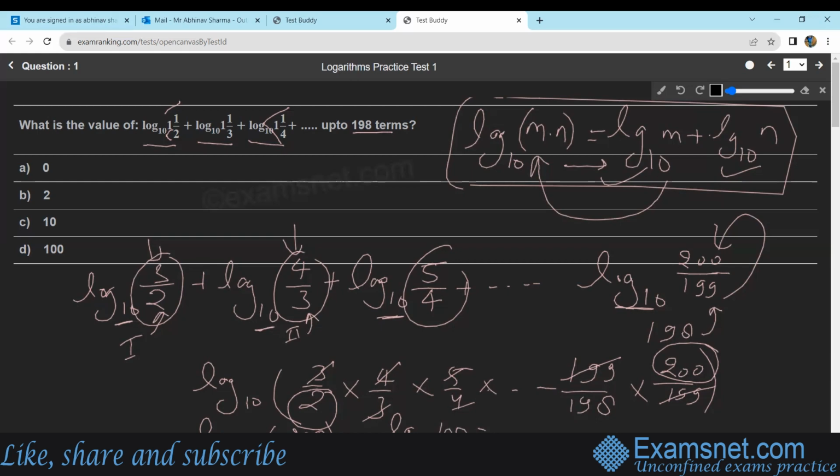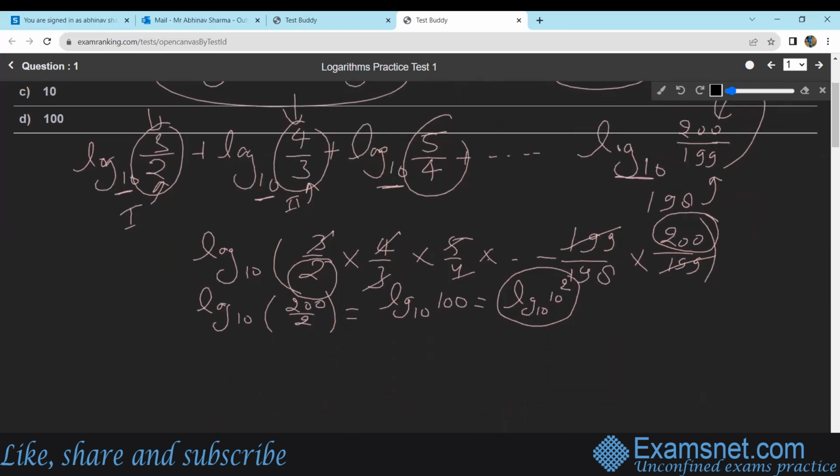Now, log base 10 of 100 can be written as log base 10 of 10 squared. Now we can use one more property. What is that property? Log of m to the power n is written as n log m. So we're going to use this property here. Here we have the power as 2. This 2 will come to the front, so it can be written as 2 log base 10 of 10.